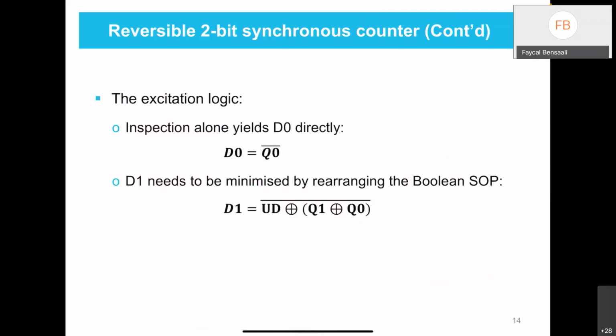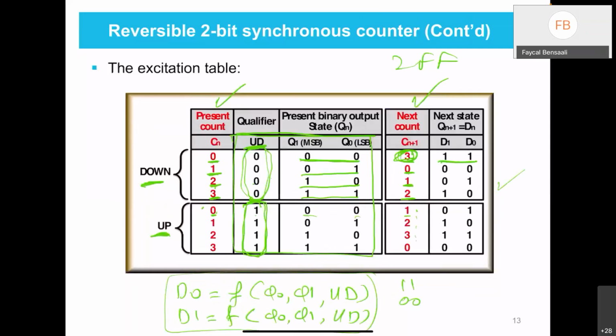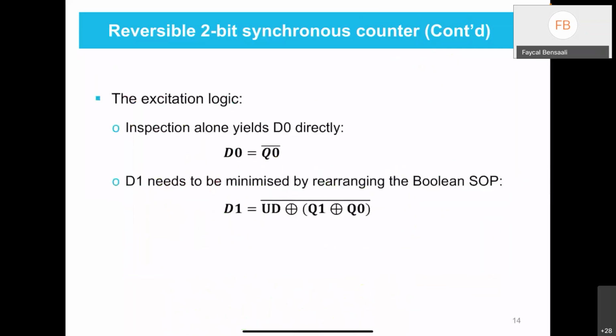And of course, you can use the K-map, and you can use Boolean algebra to reduce it further. So I reduced it further, which gives me D1 is equal to UD XOR Q1 XOR Q0, and D0 is basically Q0 bar. I just connect Q0 bar to it, and that's it. So next step is to draw the circuit.